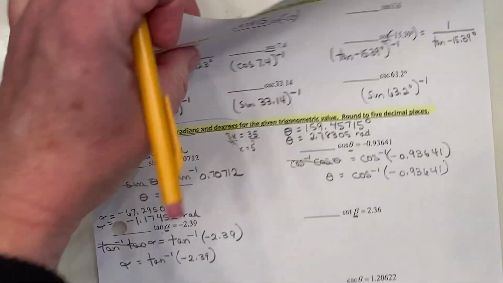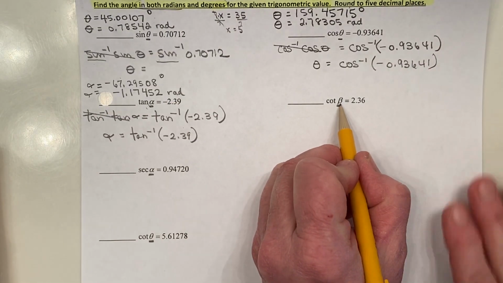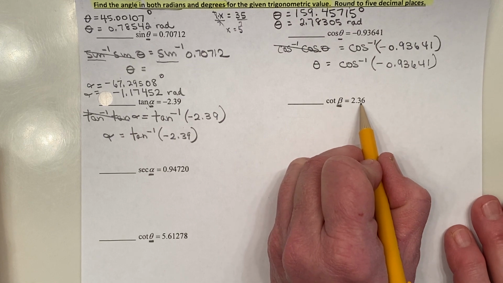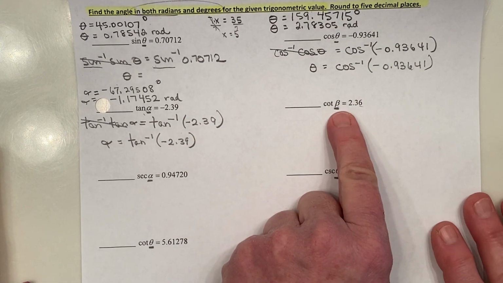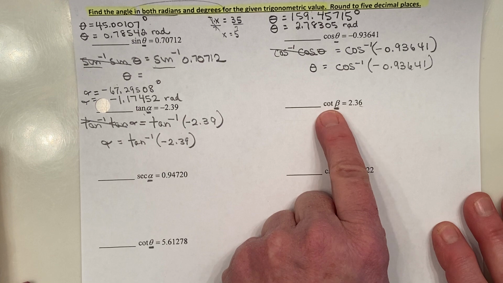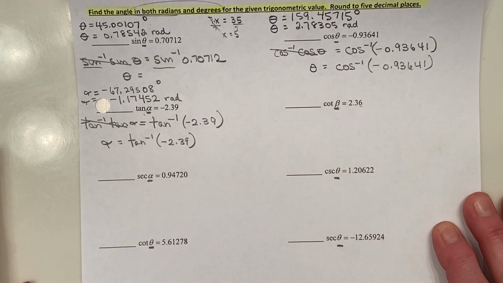All right, so let's look at the cotangent of an angle called beta is equal to 2.36. What angle beta has a cotangent ratio of 2.36?